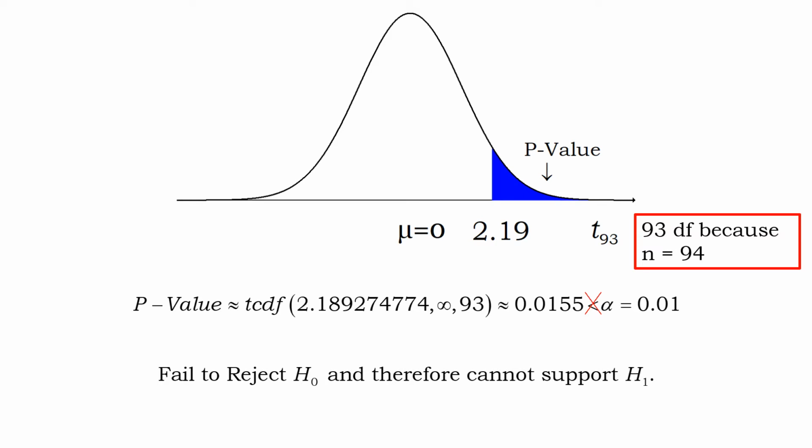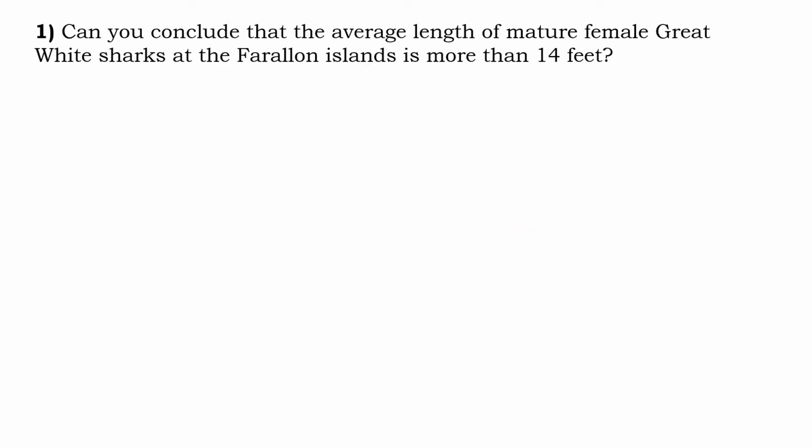That's where we get this idea. Okay? So let's go back to the original problem, because a conclusion that is reject or fail to reject the null, or I can or cannot support the alternative, doesn't answer the actual question. The question that was posed to us to start with was, can you conclude that the average length of mature female great white sharks at the Farallon Islands is more than 14 feet?